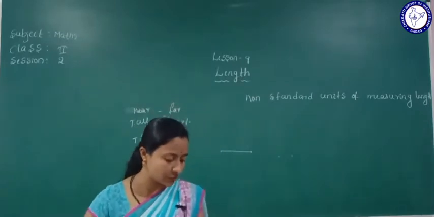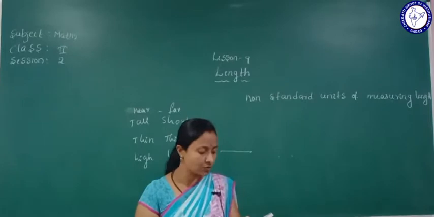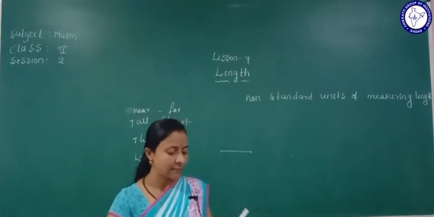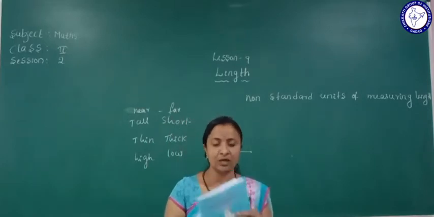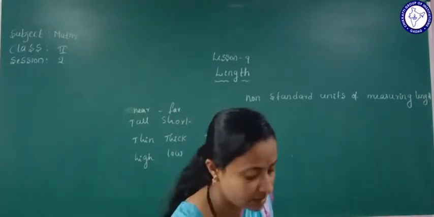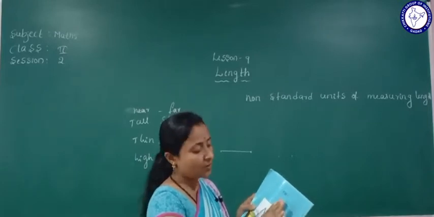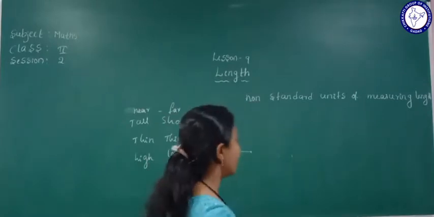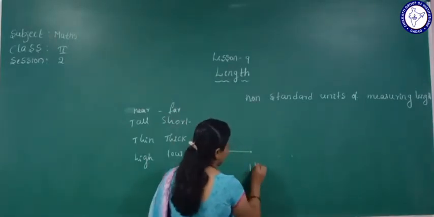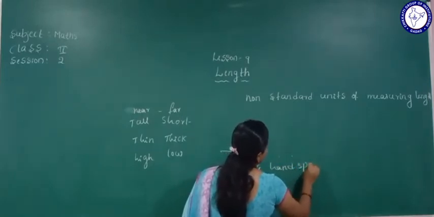See, first question: measure the length of your book and pencil box with fingers and hand span, and record in the following. I'll measure this textbook here. This is 1 hand span, and this much more, so it means 1.5 hand spans. This is the textbook length.